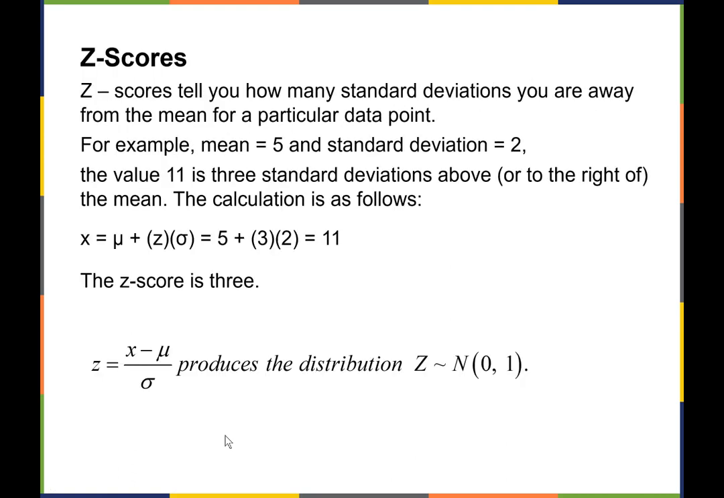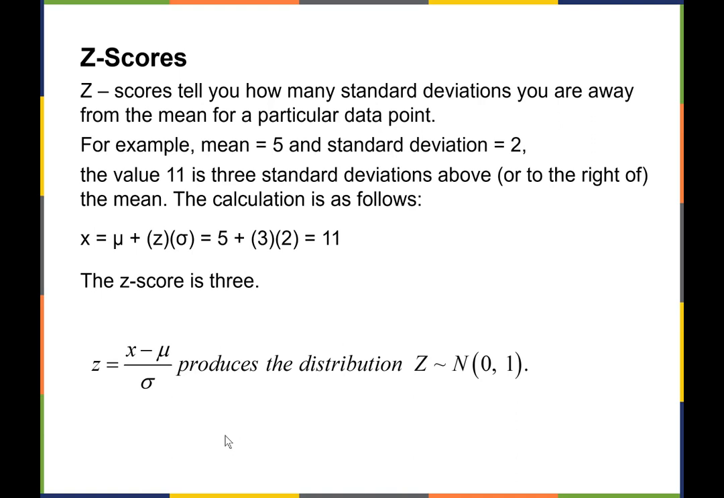All right. We're going to talk a little bit about z-scores. Z-scores were something we had to use a lot back in the day when we didn't have good computers. We don't use them as much anymore because Desmos can help us do our calculations for probability quite handily. But z-scores tell you how many standard deviations you are away from the mean for a particular data point.